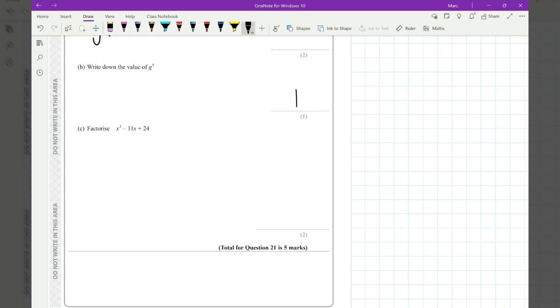Okay, lastly, factorizing. Hopefully you're finding a similar pattern to these. We put an x at the front of both of these two brackets. We need two numbers that will multiply to make 24 and add to make negative 11. 12 and 2 won't work. 8 and 3 look good because they add to make 11. We need a positive multiplication and a negative sum, so they both need to be negative. So minus 8 and minus 3.